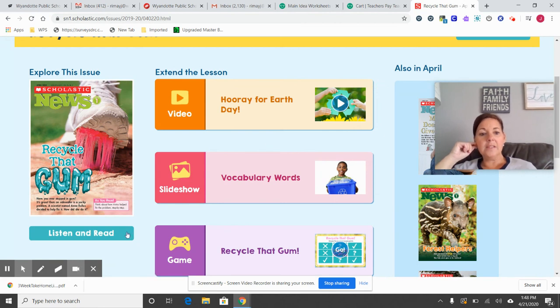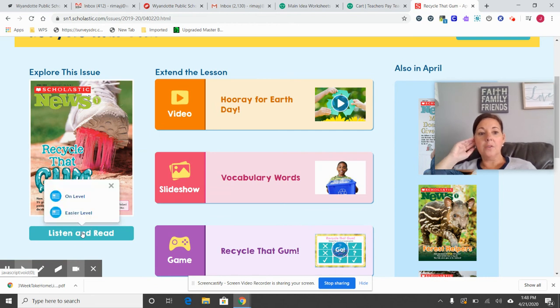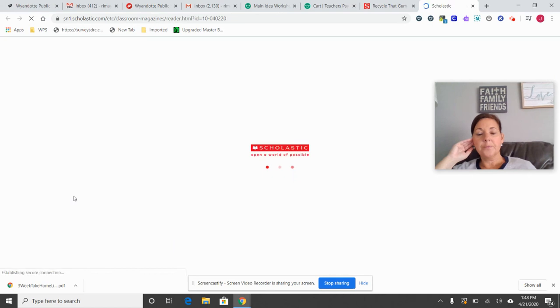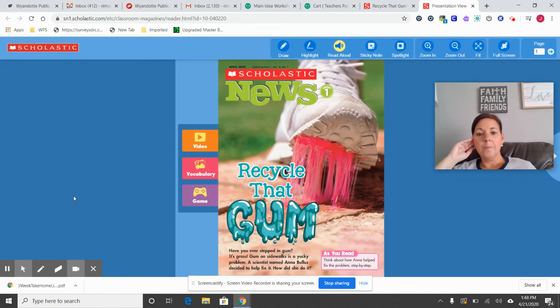Okay, so then the next thing we go over to is where it says listen and read. And here we can actually read the whole story, and we're going to do it on level. When you get to this page, you're going to take your little cursor up top where it's yellow. You'll see me circling. And we're going to read aloud.